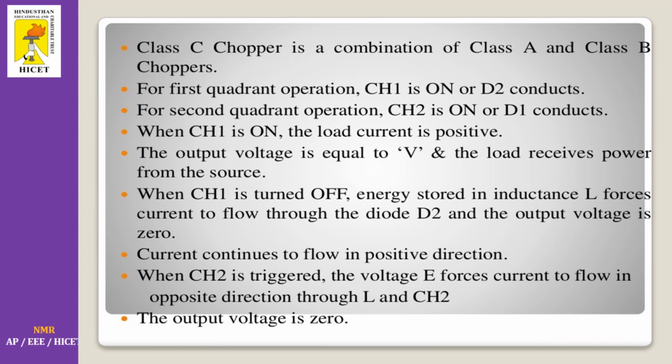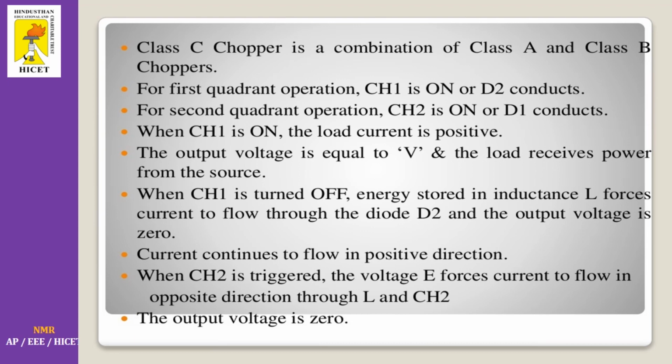The first quadrant operations are chopper 1 is on and diode D2 conducts. The second quadrant operation, chopper 2 is on or D1 conducts. When the CH1 is on, the load current is positive. The output voltage is equal to V. The load receives the power from the source only. When the CH1 is off, the energy stored in the inductor L forces current to flow through diode D2 and the output voltage becomes 0. The current continues to flow in positive direction.